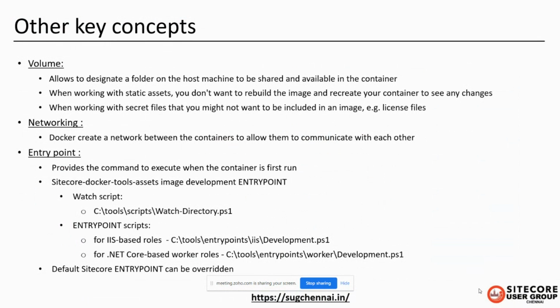Okay, so we have entry point. Entry point provides the command to execute when the container is first run. All Sitecore runtime images have a default entry point configured as part of the Dockerfile instruction, so the images are ready to run. You can find the default entry point of any image with the docker inspect command. So you can explore: docker inspect and give the image or container name, then you can find all the details. The watch script and the companion entry point are just what is included in the tools image. So you can explore this tools image and find all these details.